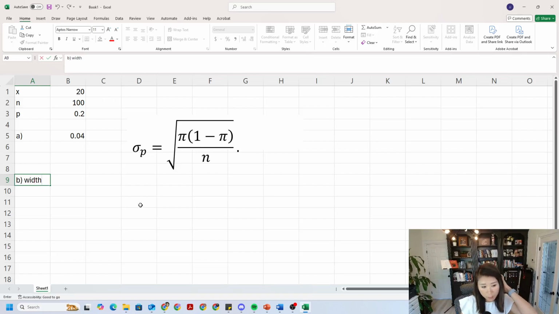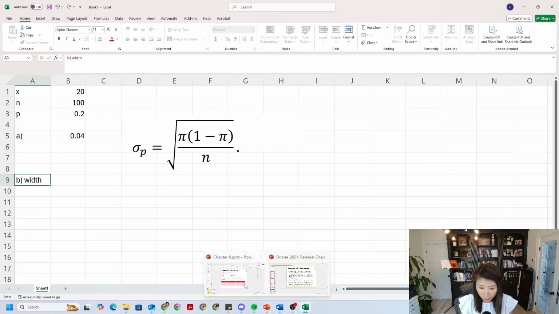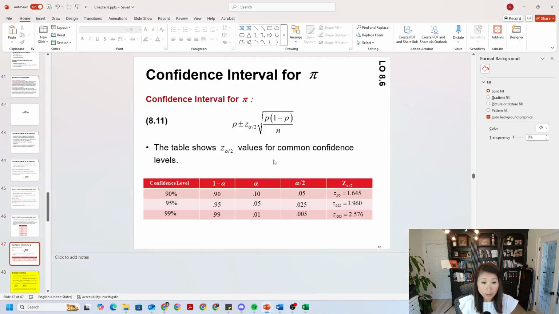So what do we mean by width? Let me look at our formula one more time. When we think about width, the width is about how wide this interval is going to look. Instead of the interval itself, the width is determined by this section, the margin of error. So when we ask for the width, it's actually just asking for the margin of error.